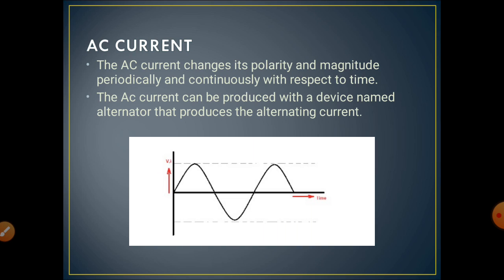AC current changes in polarity and magnitude periodically and continuously with respect to time. It is a waveform of AC current. AC current can be produced with a device named an alternator.